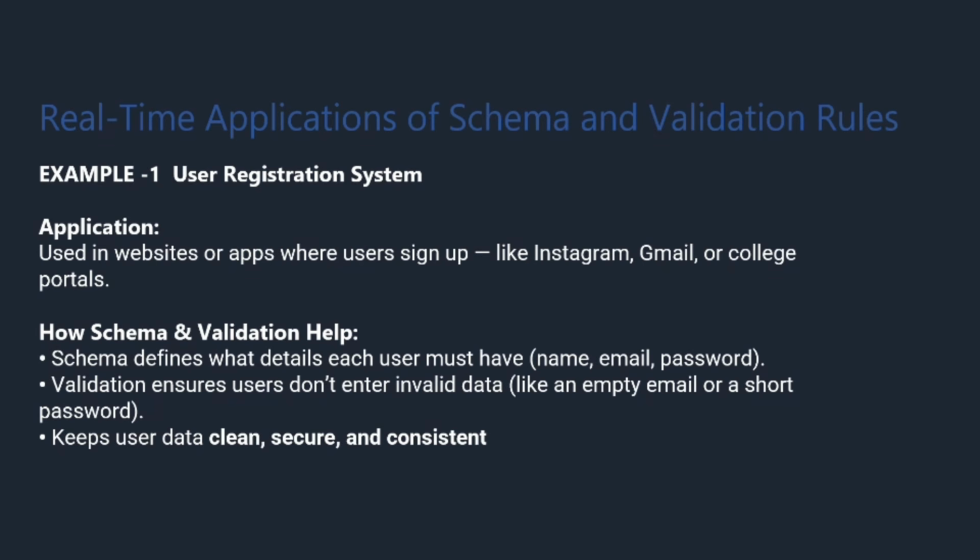So here is the first example, that is the user registration system. In user registration systems like Instagram, Gmail, Facebook, or any social media account that we are using nowadays, the schema defines what details a user must provide, like name, email, and password. And validation makes sure that no one signs up with an empty email or a weak password, so that this keeps user data clean and secure. Then let's move into one more real-time example.